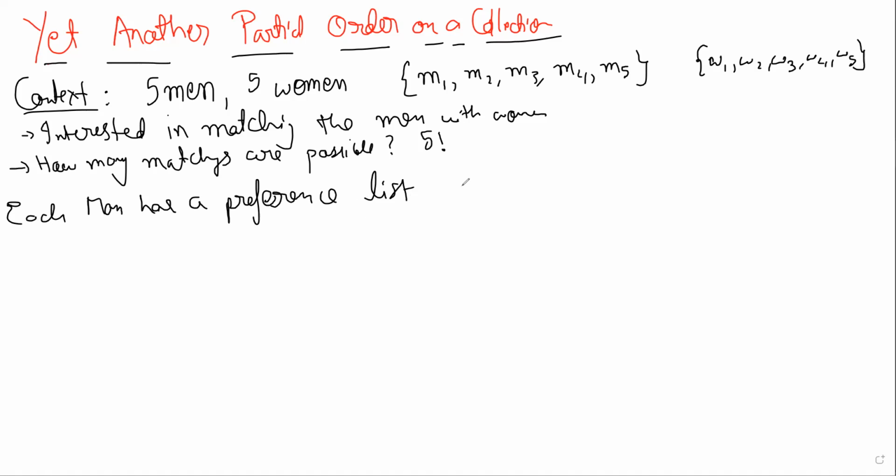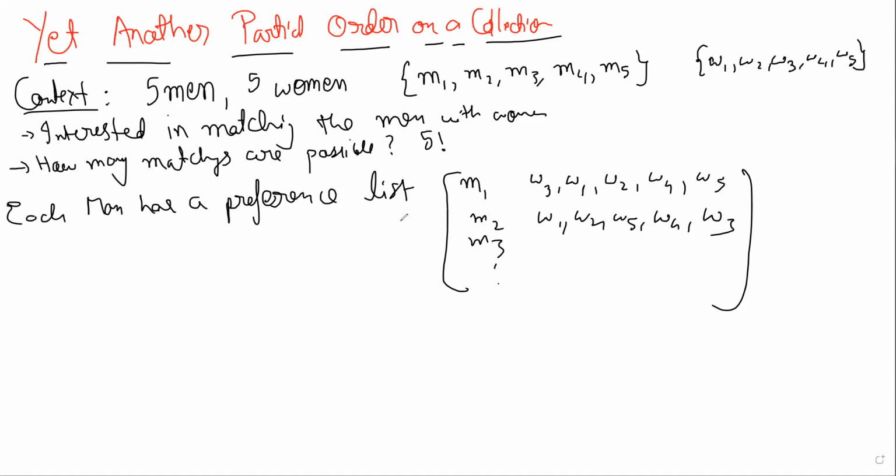Let's actually give a preference list. M1, let's say, has a preference list like this, so you can understand when I write it. It means that W3 is first in the preference list, and then there is W1, and you can put anything. And similarly, M2 has a preference list, let's say like this, 3, and so on. You see, each man has a preference list.